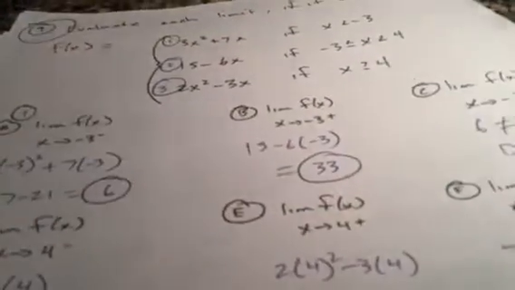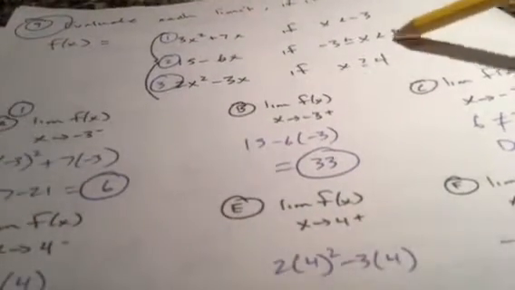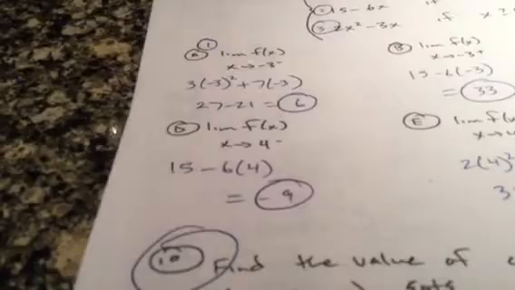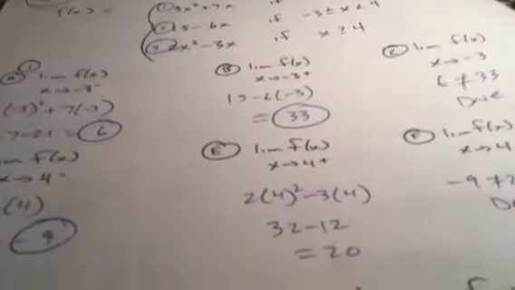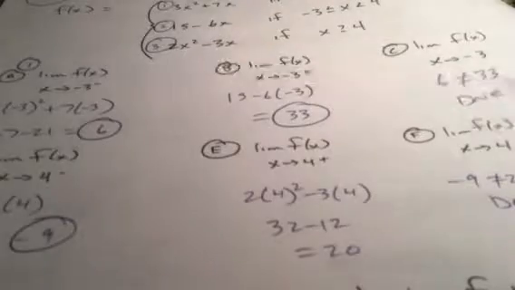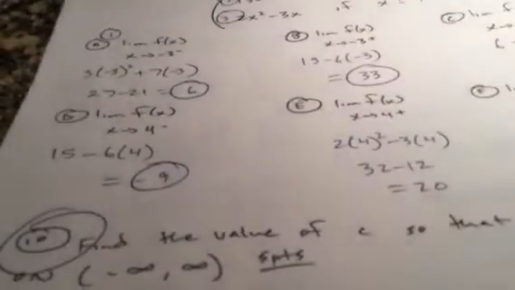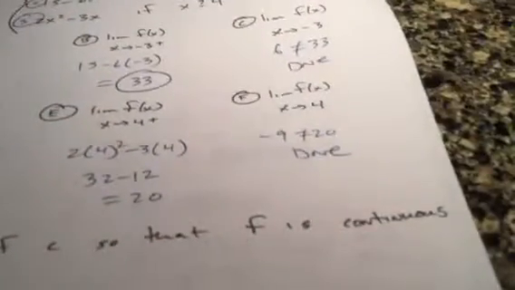All right, next one. X is approaching 4 from the left. That means it is less than 4. So I'm using that equation right there. All right. X is approaching 4 from the right. It is greater than 4, so I'm using this equation right there. Notice how those two limits are not equal, so the limit as a whole does not exist.